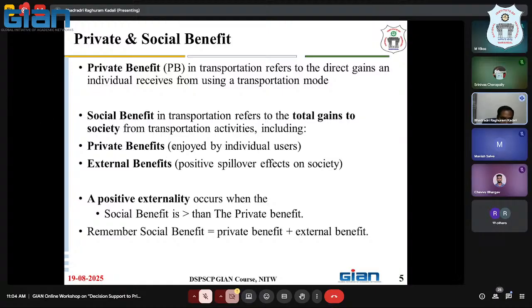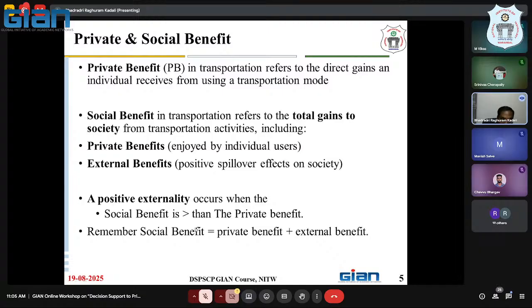The private benefits are always enjoyed by the individuals, but the external benefits are enjoyed through the spillover effects on society. So if I want to know the total societal benefits, they equal your private benefits plus external benefits. You're not only the individual user of this particular road; it is also beneficial to all the external people along the road section or along the residential neighborhood of the project. That we generally call the total social benefit.